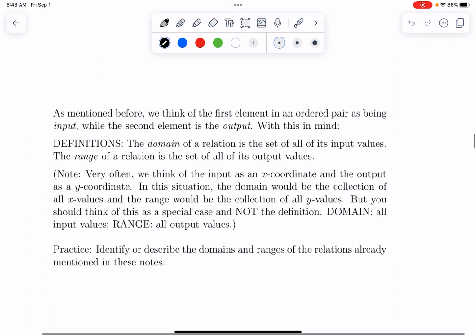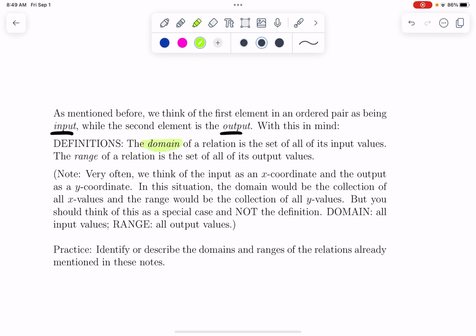So as we mentioned before, the first element in an ordered pair, we think of that as input, right? That's what we're starting with. The second element is output. That's what we end with. So we're going to have some definitions here. The domain of a relation, we're defining the word domain, is the set of all of the input values. So I would collect together all of the things that show up somewhere as that first entry, as that input value. And then the range is all of the output values. So domain is input values. It's the set of all of them. Range is the set of all output values.